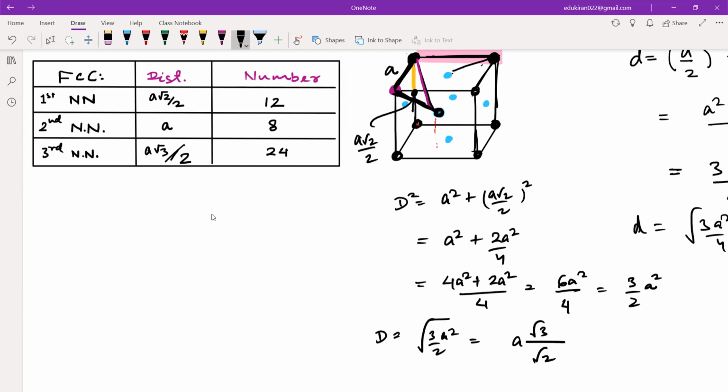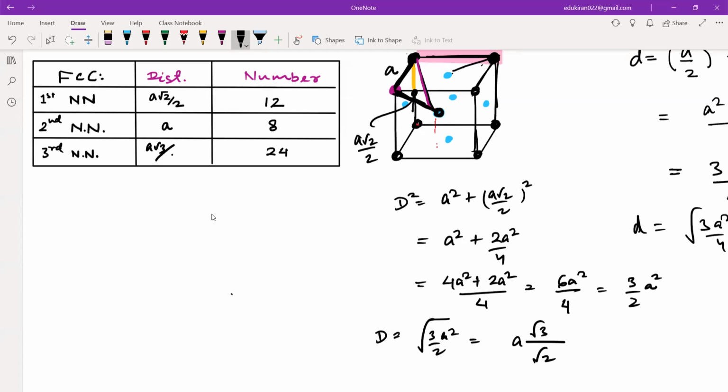Now I will ask you to remember it as a root 3 by root 2, because if you say a root 3 by 2, you can also say a root 3 by 2 for the other one, and they sound similar when you speak them. Here you can say a whole root 3 by 2, but the word whole you may not remember. So remember it as a root 3 by root 2. And I don't know why I wrote 8 here. It would be 6.